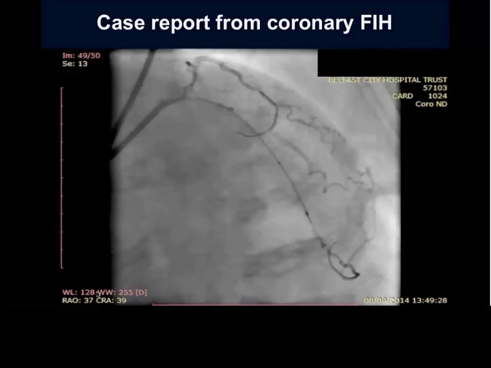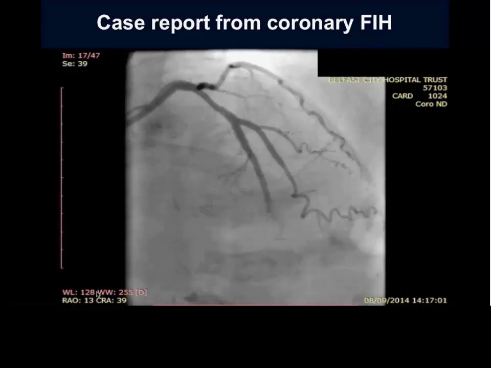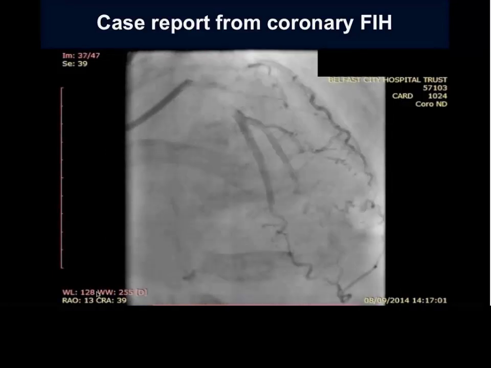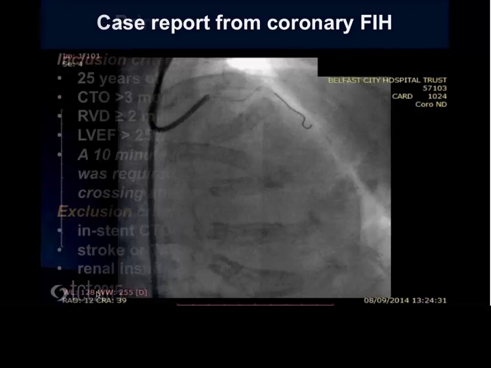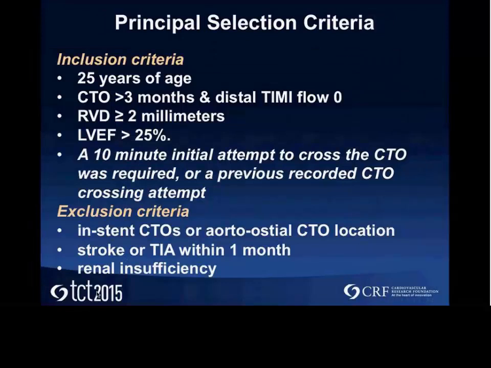This is the case of Simon Walsh from Belfast. This perfect result after the procedure. And of course, the selection criteria was typical. Exclusion criteria was in-stent CTO and ostial CTO location, because you should have some area to place this device.